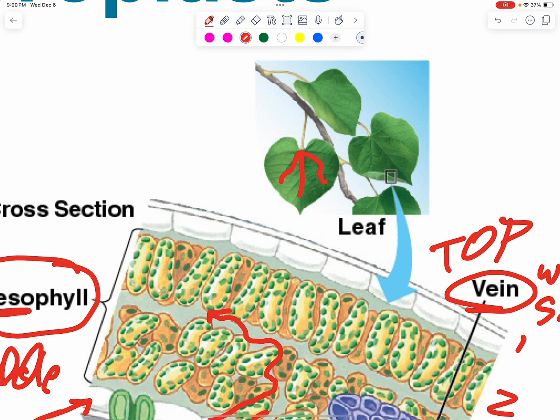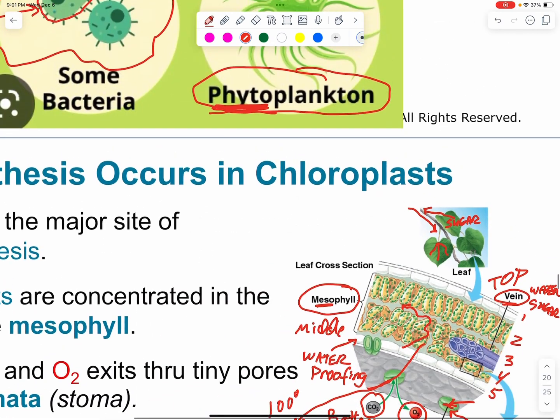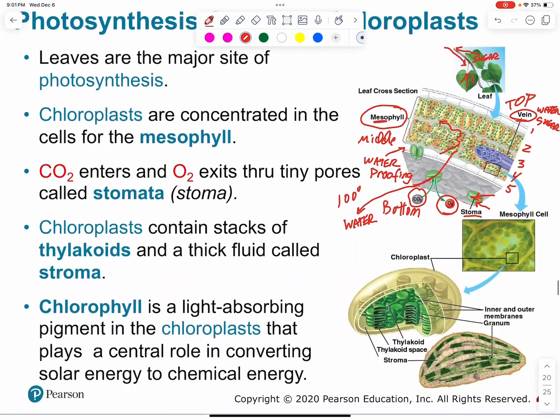This is where water is going to come all the way from the roots. Sugar is made up here in the leaf, and the sugar is going to be transported down, usually into the roots. So like a potato, that is sugar that was made in the leaf and carried down to the plants. So these veins run from the leaves all the way down to the roots, and they're connected. Now you have an overview.